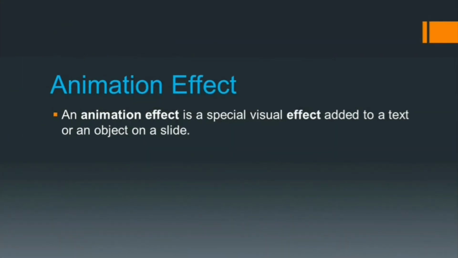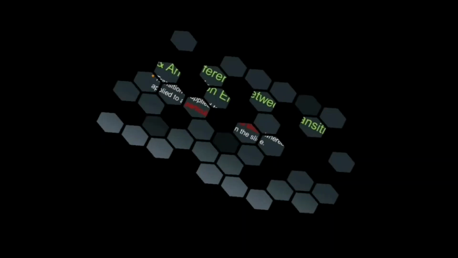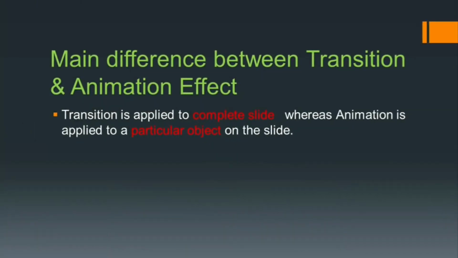Then animation effect. An animation effect is a special visual effect added to a text or an object on a slide. Now, what is the main difference between transition and animation effect? You see, transition is applied to a complete slide, whereas animation is applied to a particular object on a slide, like text or an image.